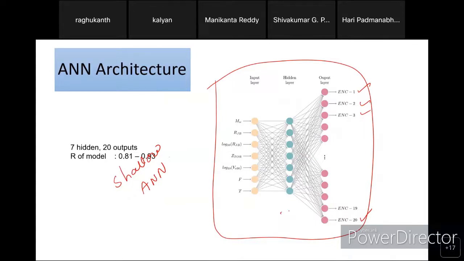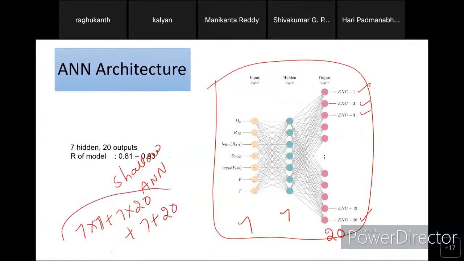You can see 7 hidden, 20 outputs, and then 1, 2, 3, 4, 5, 6, 7 inputs. So you can calculate the number of unknowns: 7 into 7, 7 into 20, plus biases, 7 plus 20. These are the number of unknowns. If you wanted to do the data set directly, this would be 108, so the numbers would be very high. 7 into 7 plus 7 into 108 would come into the picture. That is the advantage of combining the autoencoder with the shallow neural network.